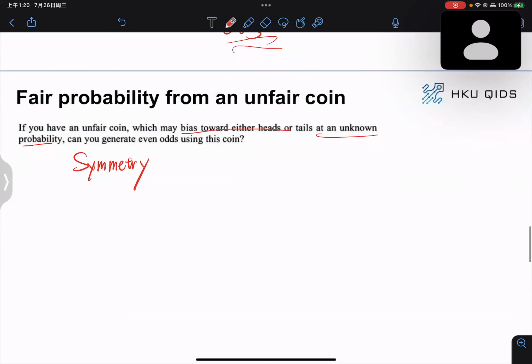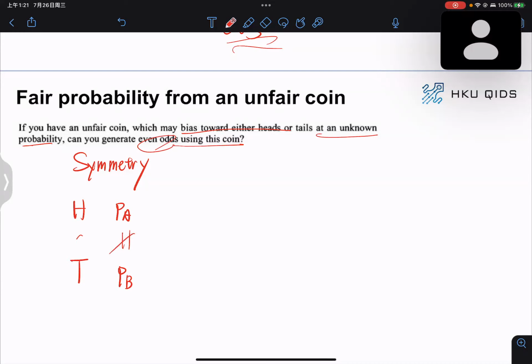So first, if I toss this coin, let's say 2 times, what can we get? For the first toss, we can get head or tail, right? So there are only 2 cases. And if I call head PA and tail PB, then if I just toss it once, it cannot give even odds, right? If PA doesn't equal PB.